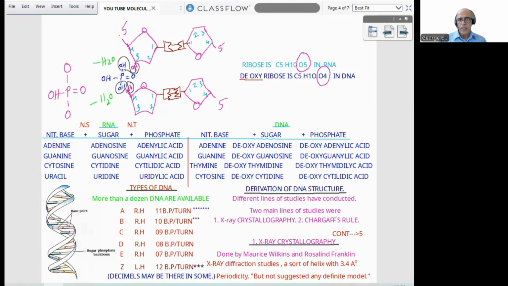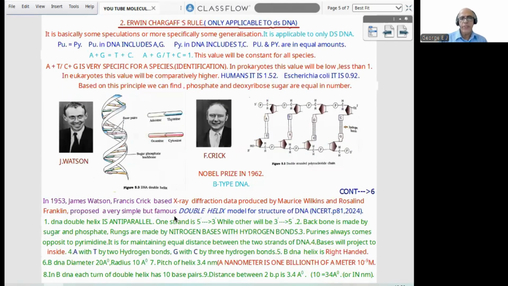Now comes a famous rule. We cannot say rule, still. Erwin Chargaff's rule, or Chargaff's rule, is only applicable to double-stranded DNA. So it is basically some speculation, or more specifically some generalization. It is applicable to only double-stranded DNA. That's an important point. And what are the main connotations?